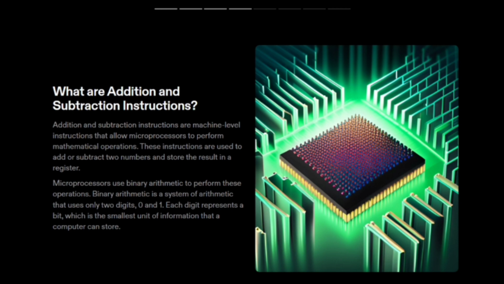So microprocessors use binary arithmetic to perform these operations. Binary arithmetic is a system of arithmetic that uses only two digits, 0 and 1. Each digit represents a bit, which is the smallest unit of information that a computer can store. Okay.